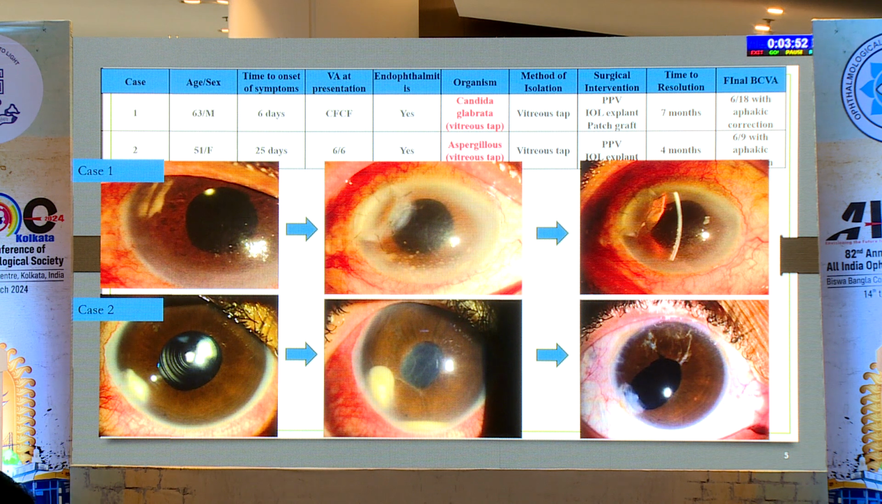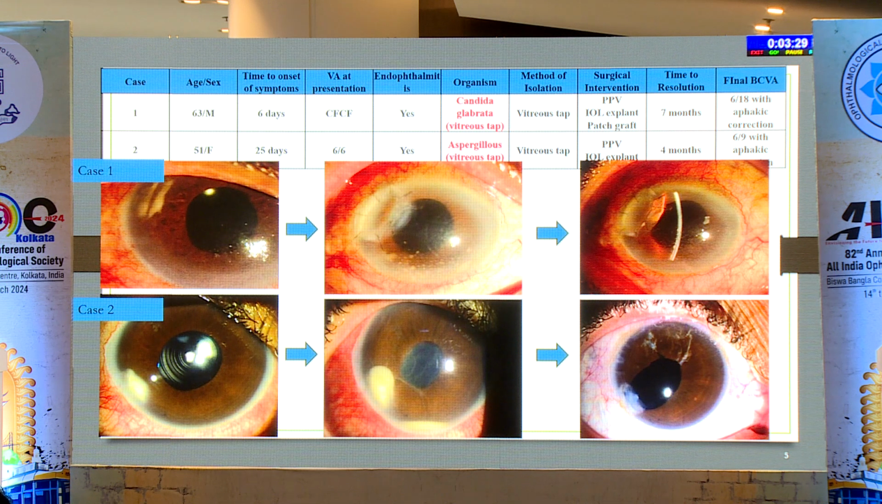So in case 1 and case 2, both these patients had a fungal phacotunnel infection. The first patient was positive for Candida on vitreous tap and the second was positive for Aspergillus. Even on repeated intracameral intrastromal injections, the infiltrates were not resolving, and the first patient went for a patch graft. Also IOL explant and pars plana vitrectomy was done.